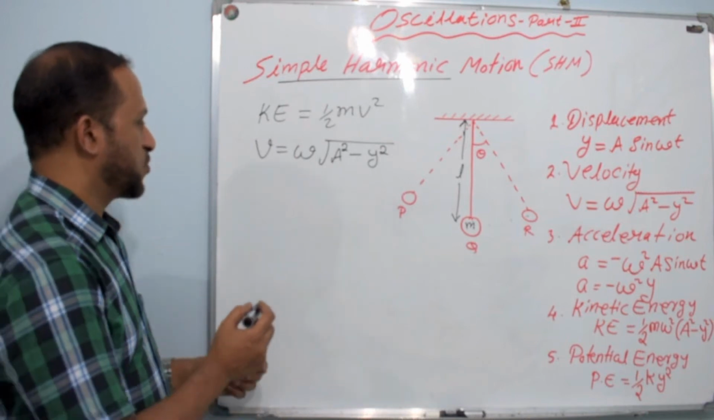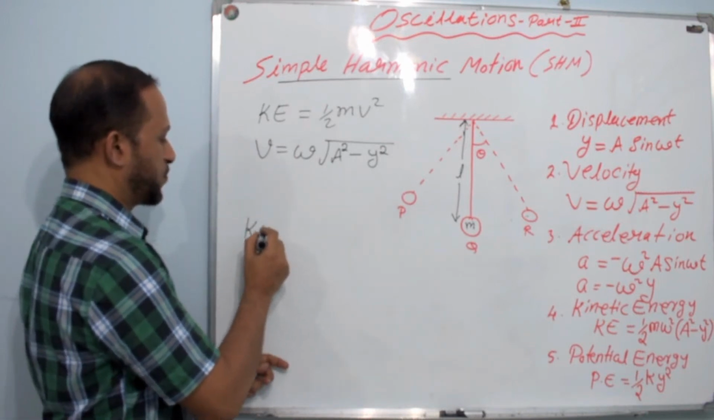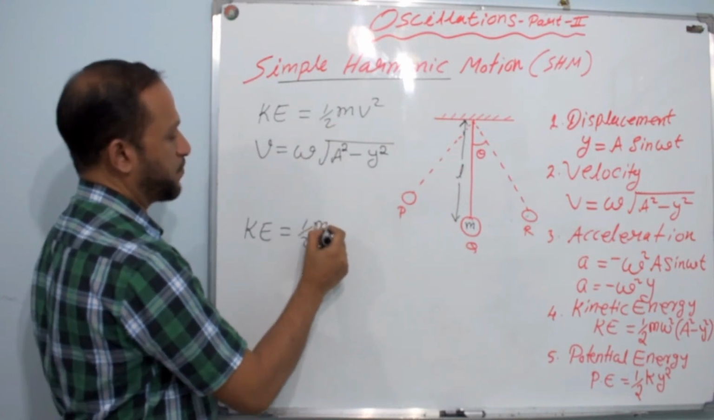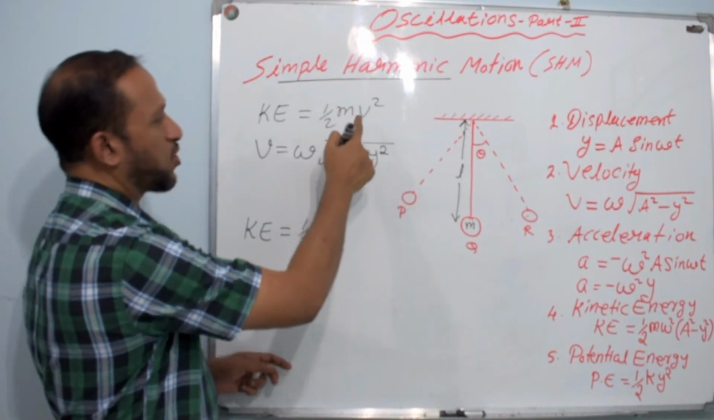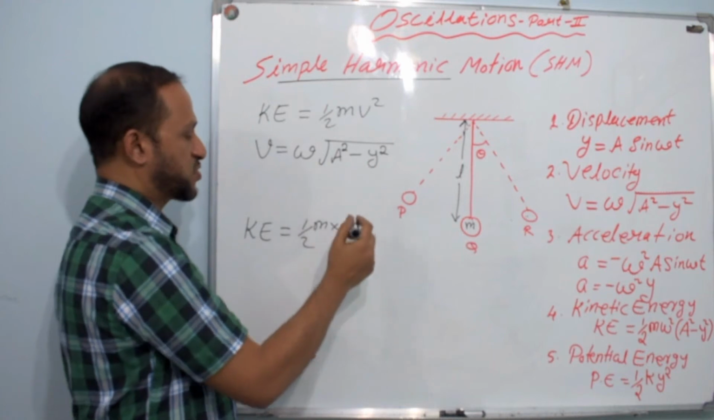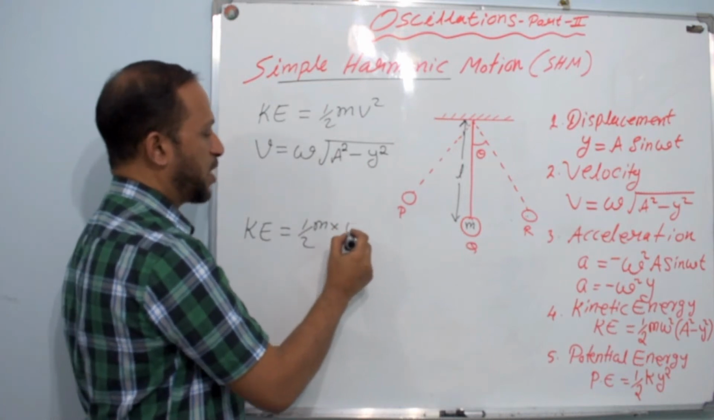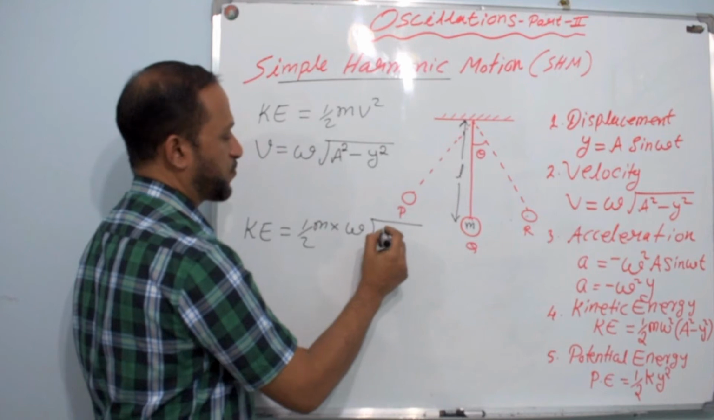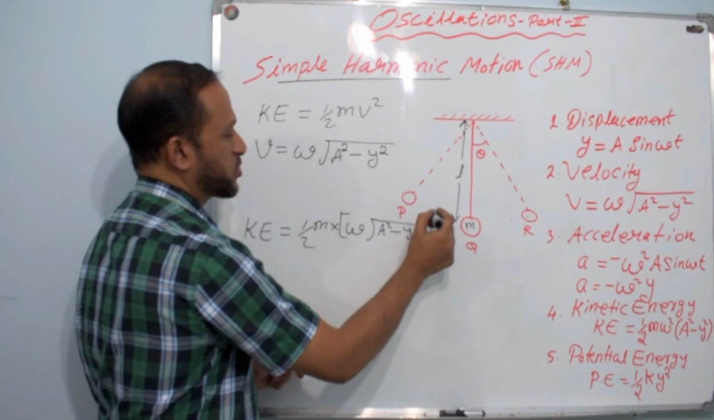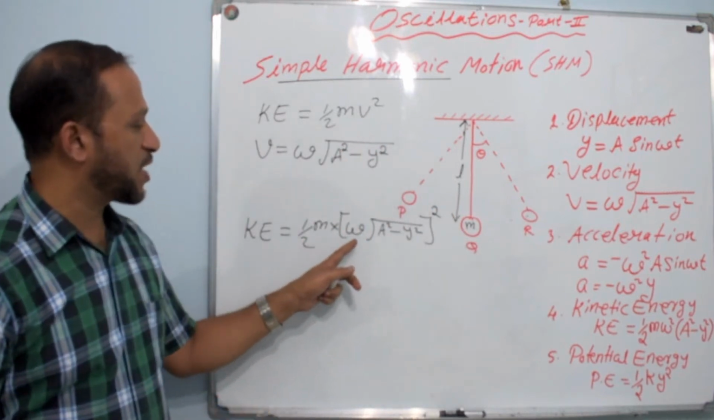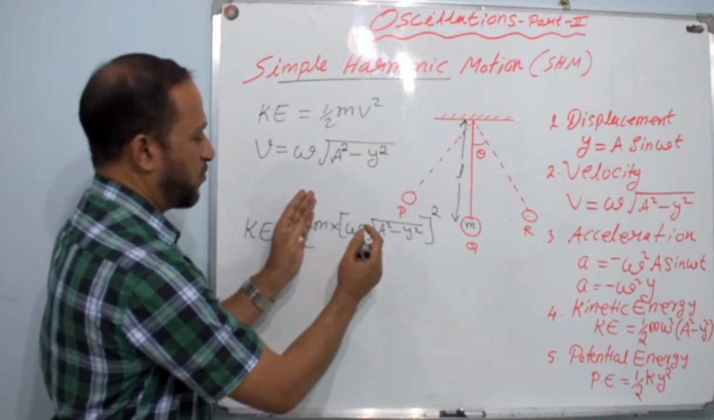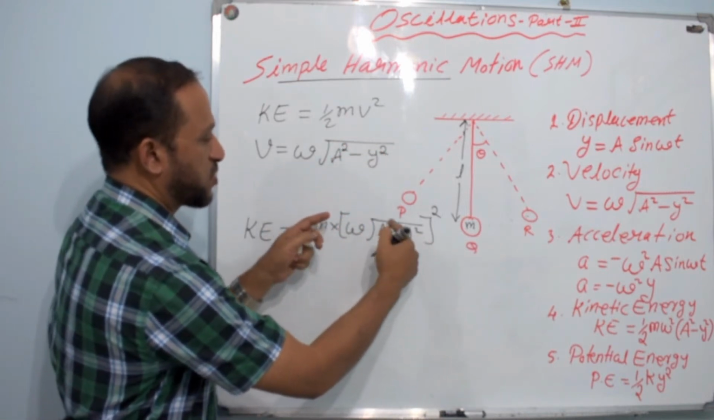So here we have to derive an equation for kinetic energy of the oscillator. For kinetic energy of the oscillator, KE is equal to half into mass of the oscillator m into square of the velocity. Velocity is omega into square root of a square minus y square, so v square will be omega into root of a square minus y square, whole square.